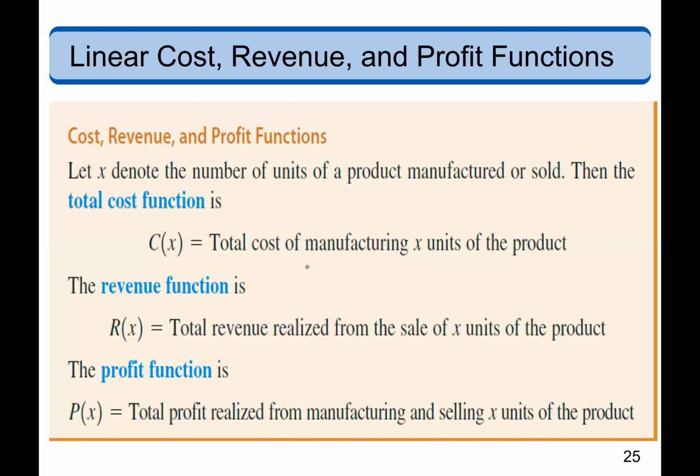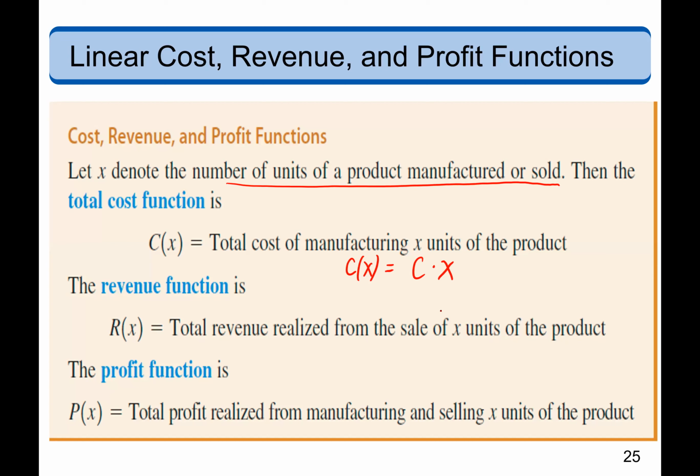So first one, let's take a look at the cost function. X denotes the number of units of product manufactured or sold, then the total cost function is C of X, equal to the total cost of manufacturing X units of a product. So C of X should be, assuming each unit costs C dollars, and you have X units, so C times X. Okay. All right, so that's how you define the cost function.